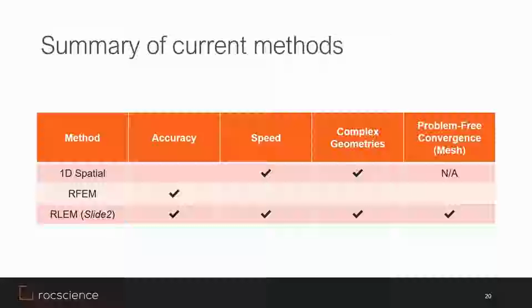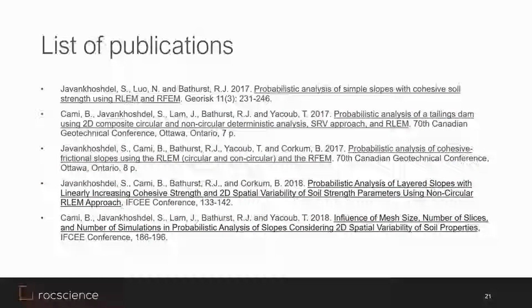That's why there is a lack of commercial software packages in the market that can carry out random finite element method. Random limit equilibrium method in Slide 2018 is as accurate as random finite element method, but it is much faster. It can handle complex geometries, and it does not have any convergence problem because it is non-circular limit equilibrium based. All the comparisons and comments that we have had about these three approaches came from these journal and conference papers that you can find on Google Scholar or ResearchGate by searching our names.